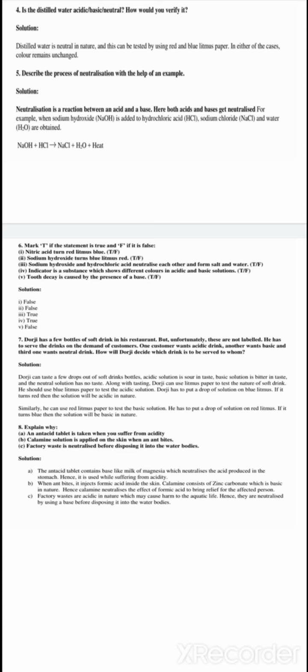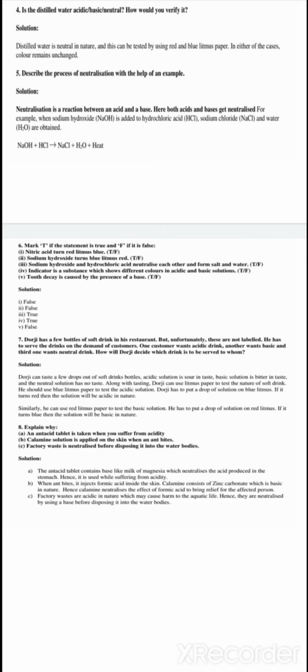Indicator is a substance which shows different colors in acidic and basic solution. Yes, because we cannot taste all substances. So to determine whether a solution is acidic or basic, we use some special substances, which show that the given substance is acidic or basic by changing their color, and these are called indicators. So an indicator is a substance which has different colors in acidic and basic solution.